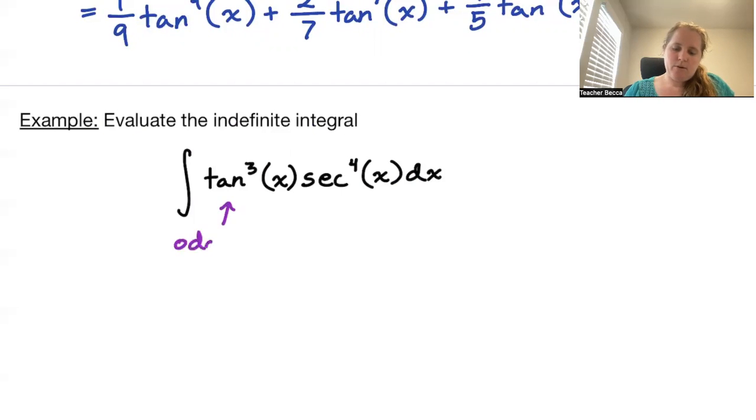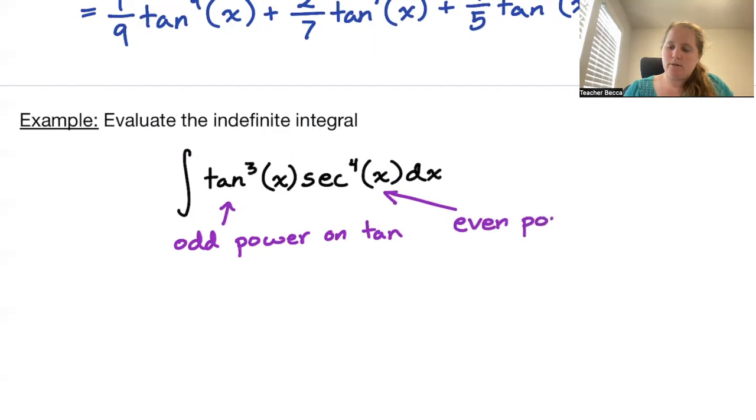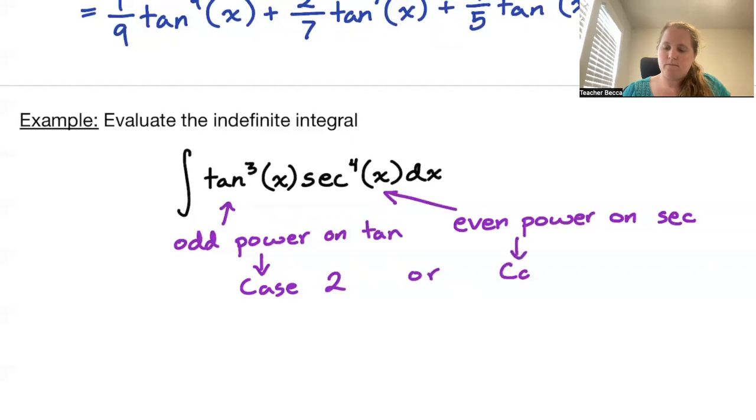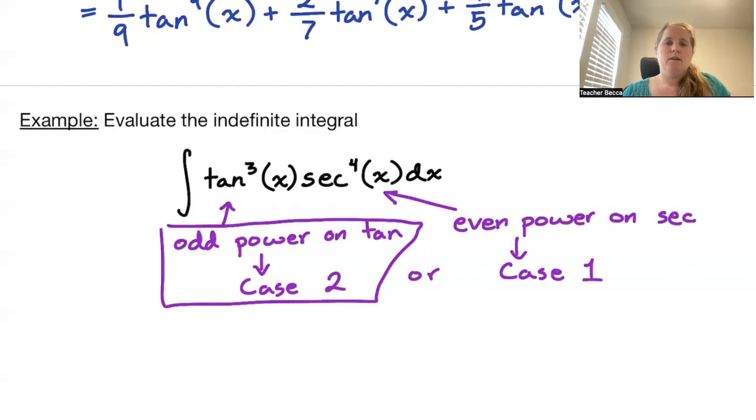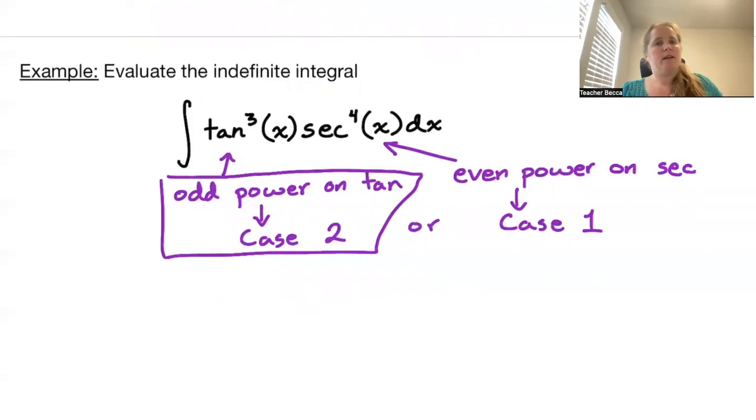So we have the odd power on tangent. We also have an even power on secant. That means that we can use either case 1 or case 2. Since we just did case 1, why don't we go ahead and do case 2? So in this case, we are forcing a secant tangent.